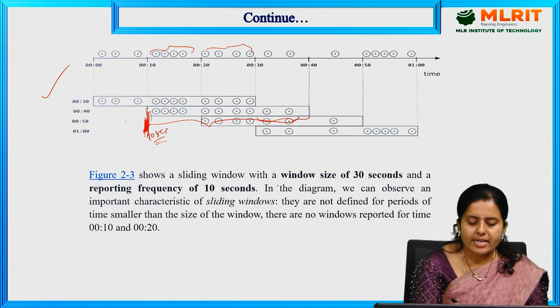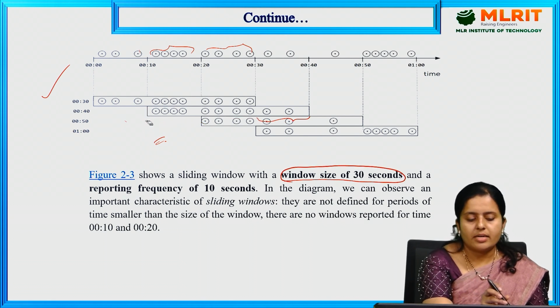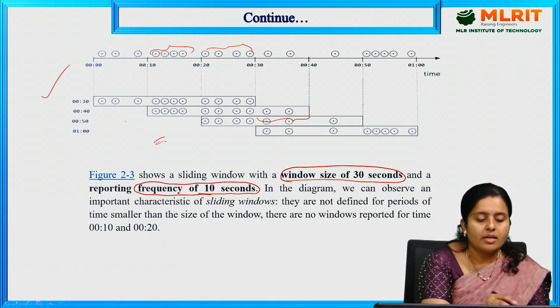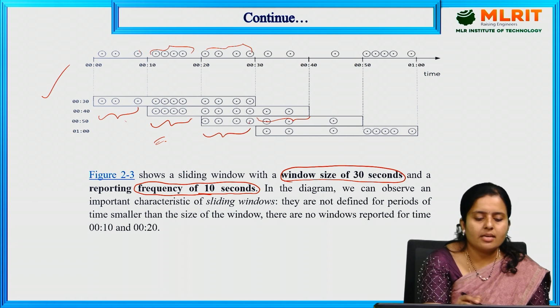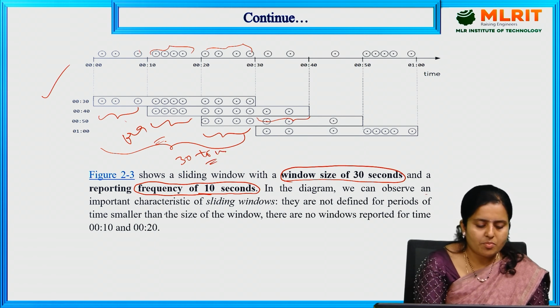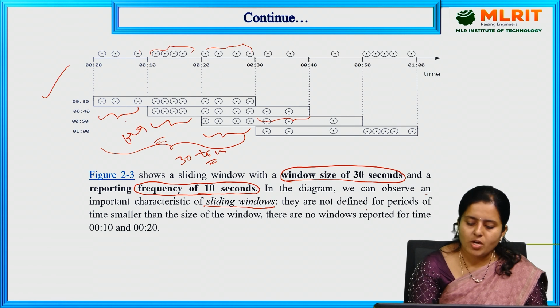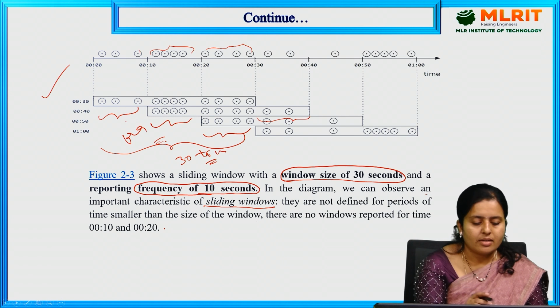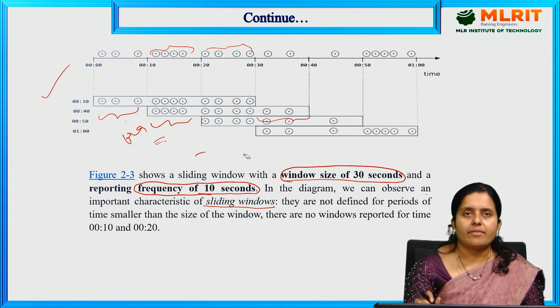So here is a sliding window with a window size of 30 seconds. As you have observed, it is a 30-second duration, and the reporting frequency is every 10 seconds. We can consider every 10 seconds as the frequency, and the combination of 30 seconds as the window size. In the diagram we can observe an important characteristic of a sliding window: they are not defined for periods of time smaller than the window size. There are no windows reported for 0 to 10 seconds or 0 to 20 seconds. So this is a combination of multiple events.